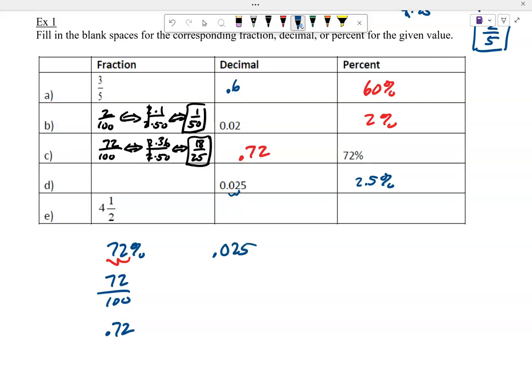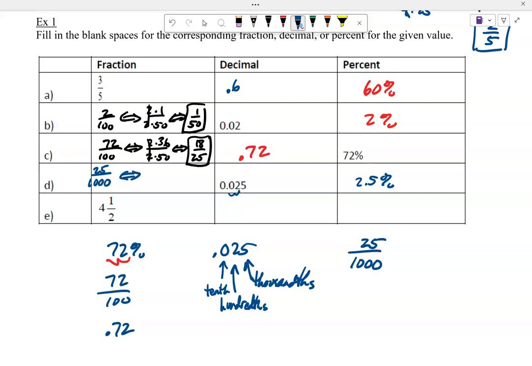Well, the zero's in the tenths position, the 2's in the hundredths position, and the 5's in the thousandths position, right? So it's 25 thousandths is how you read that. 25 over 1,000, which 25 is 1 times 25, and 1,000 is actually 40 times 25. So this is the same as 1 over 40. 1 over 40 is 0.025, same thing.